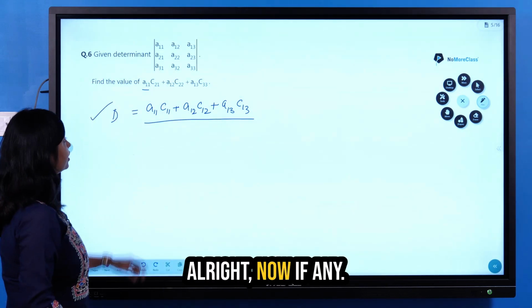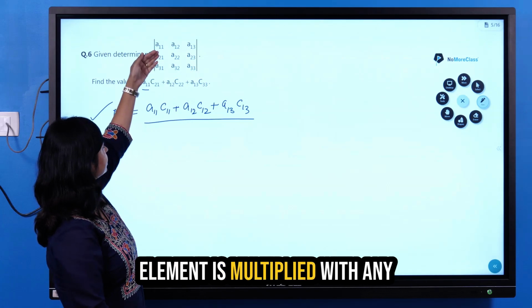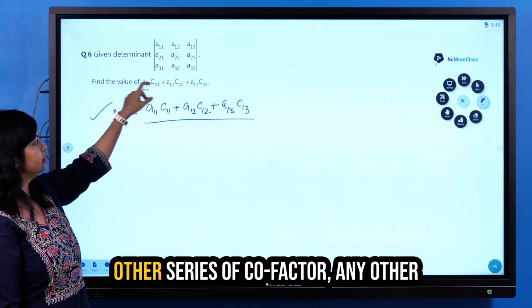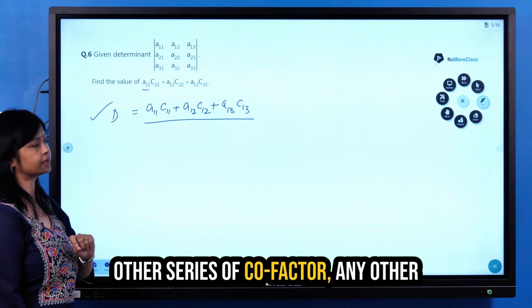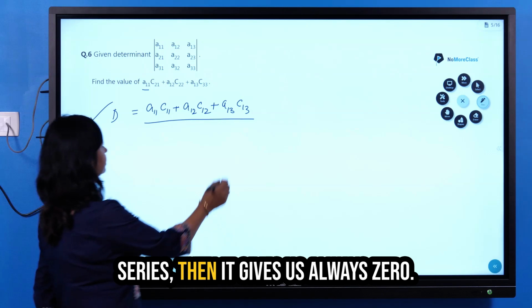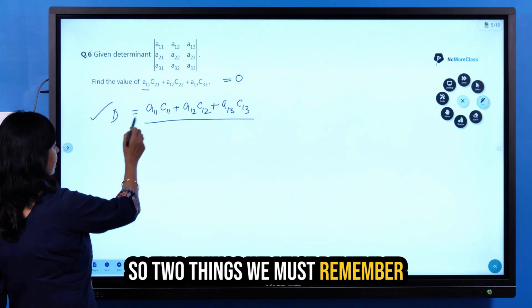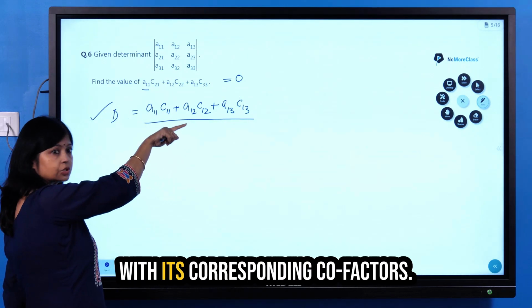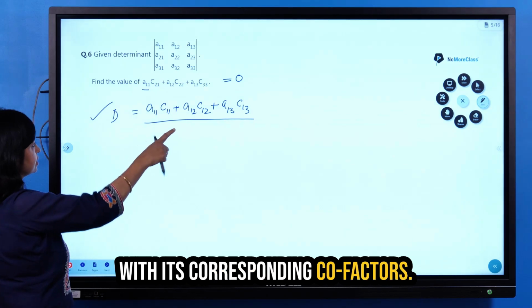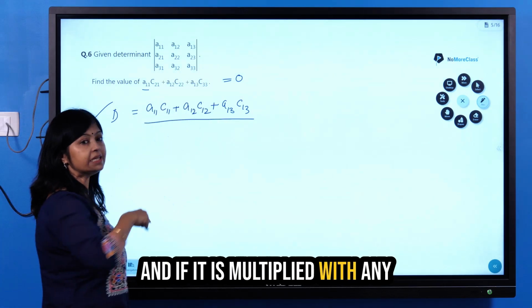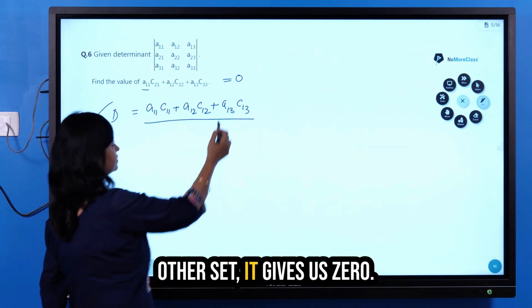Now, if any element is multiplied with any other series of cofactors, then it always gives us 0. So two things we must remember: the element must be multiplied with its corresponding cofactors, and if it is multiplied with any other set, it gives us 0.